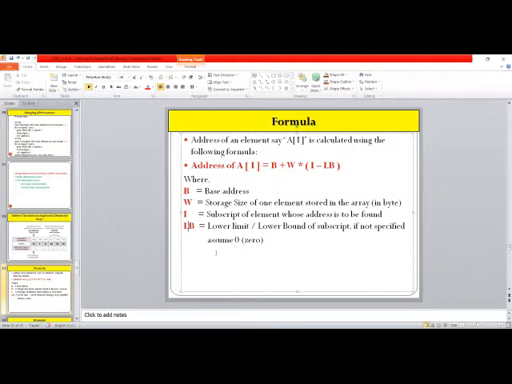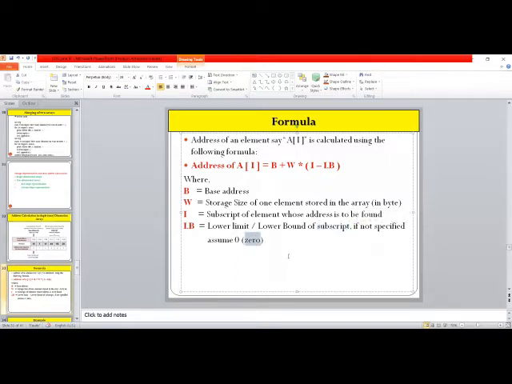And lastly, this LB. LB stands for lower limit or lower bound of subscript. That is from where the index starts. It is usually 0. Right, because array index always starts from 0. So in the numerical, it is always mentioned that the lower limit is 0. If not mentioned, then you will have to assume it as 0. Right, it is always 0.